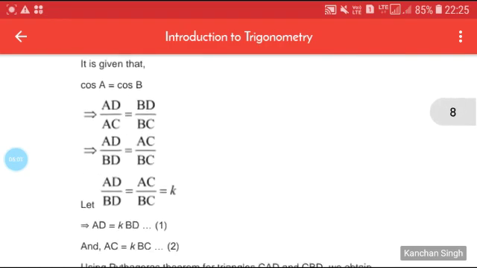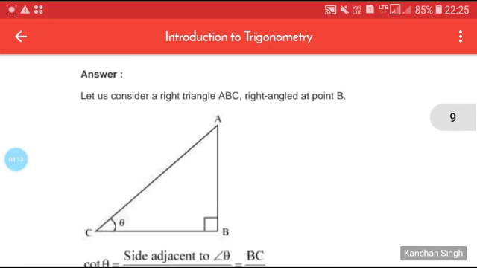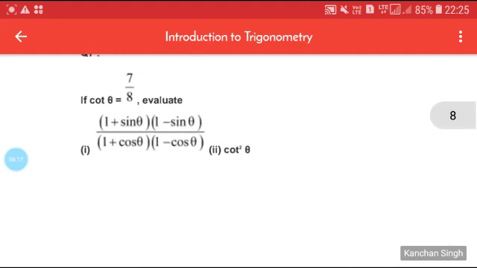Okay? Now see here, this question number 7. If cot theta is equal to 7 by 8, evaluate. See, this is also very easy. First you draw the triangle and find the third value. First draw the triangle and find the third value, and after finding the third value, you find the value of sin theta and cos theta only.